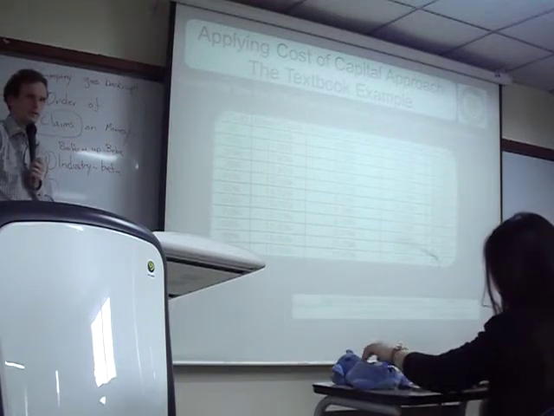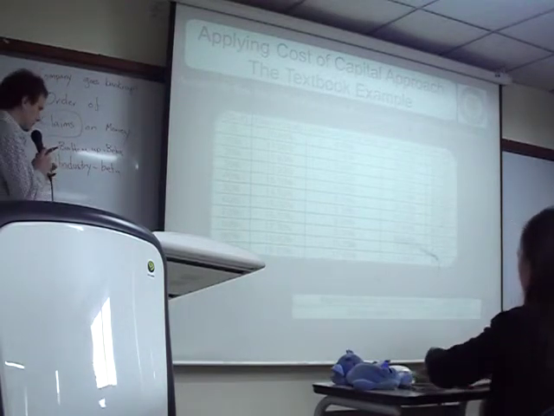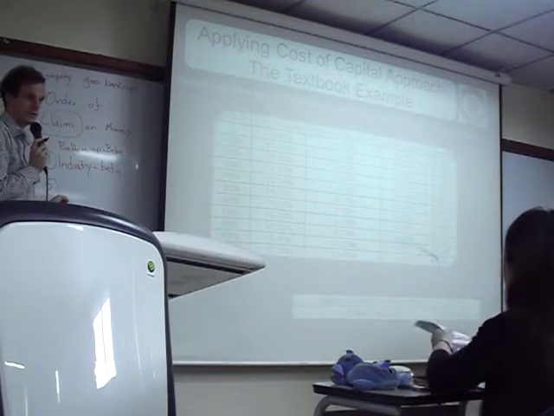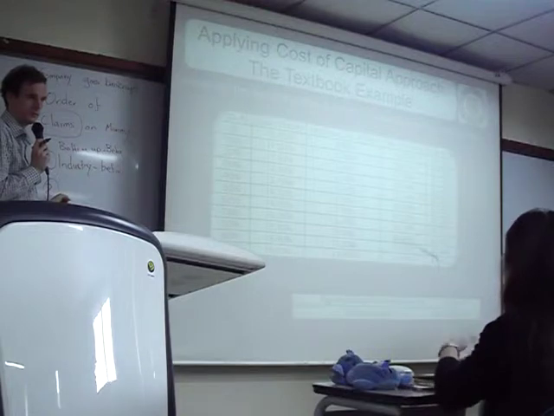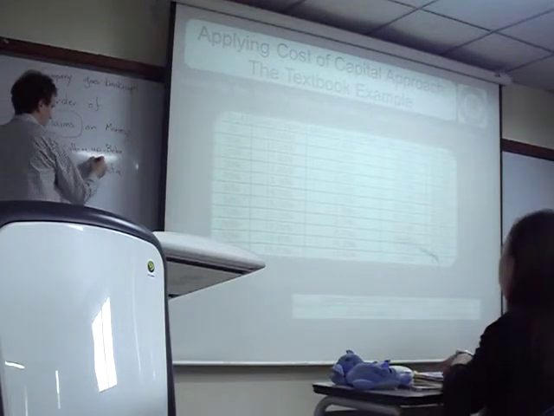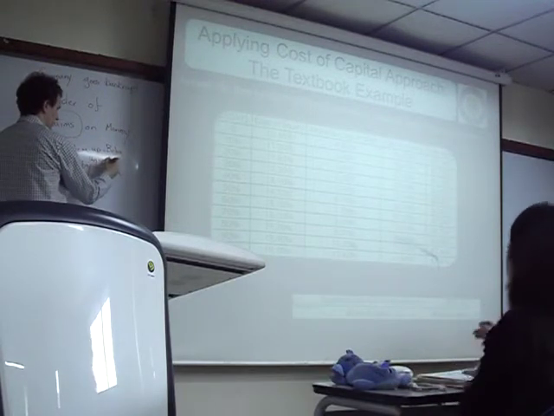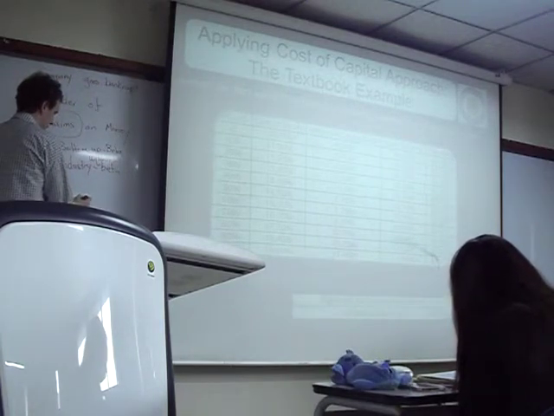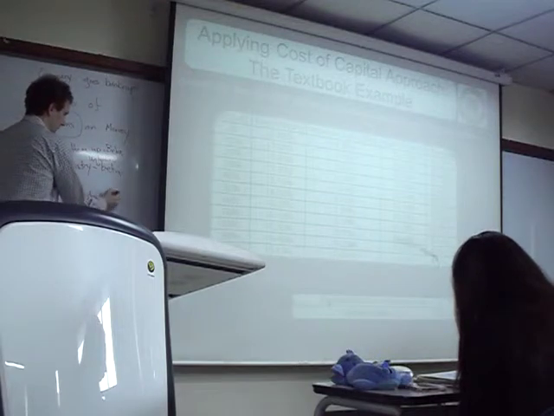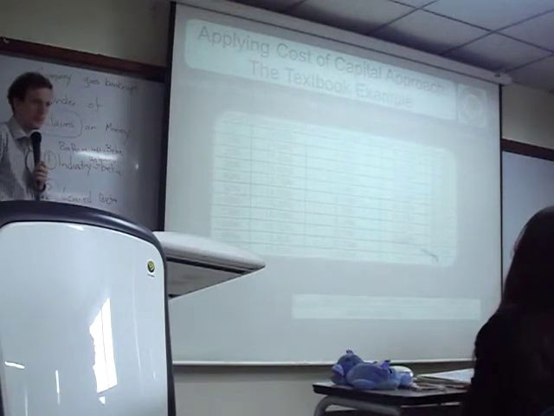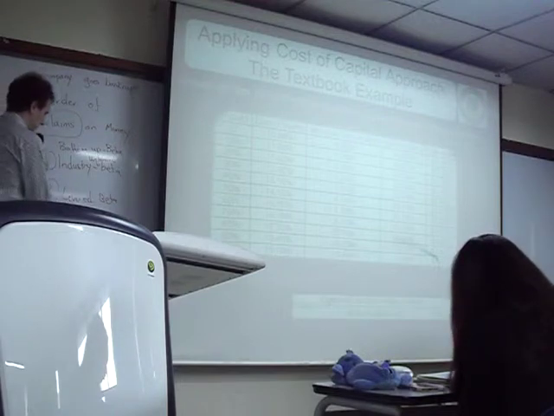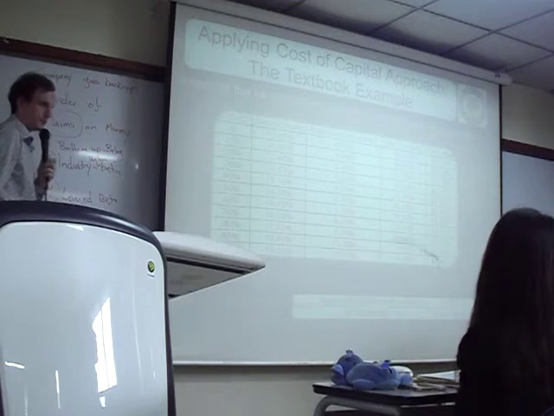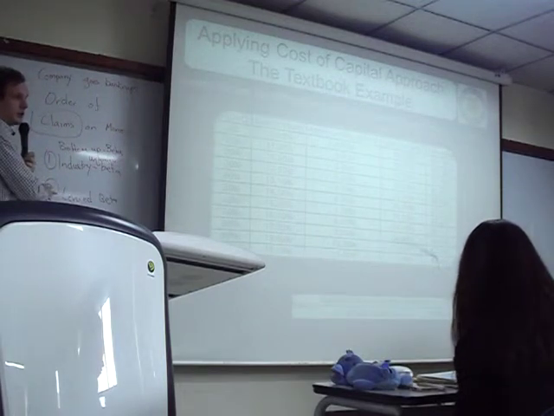What was the next step we did to find our bottom-up beta? First, we found the industries. We found the beta for the industries. And second, this was the unlevered beta. So what did we need to do? Yes, we needed to calculate our levered beta. What information did we need to calculate our levered beta? Debt-to-equity ratio.